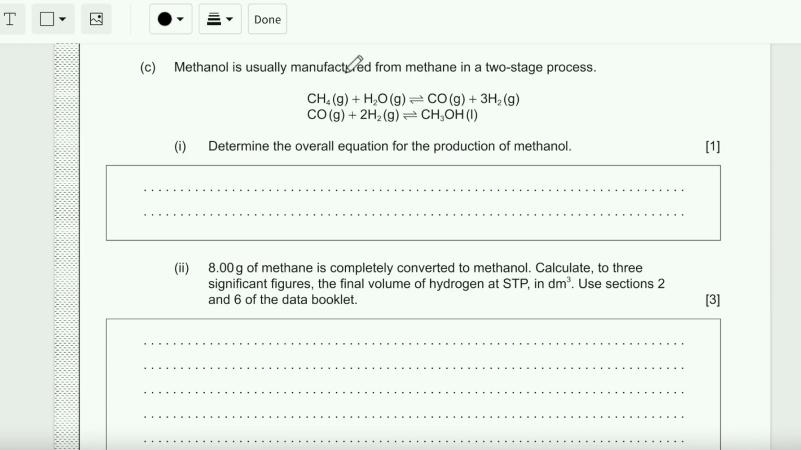Methanol is usually manufactured from methane in a two-stage process. Determine the overall equation for the production of methanol. CO on the left side here can be eliminated by CO on the right side here. There are 2 H2 here and 3 H2 here. So this one is finished and this one has one left. Therefore, the overall equation, H2 gas.